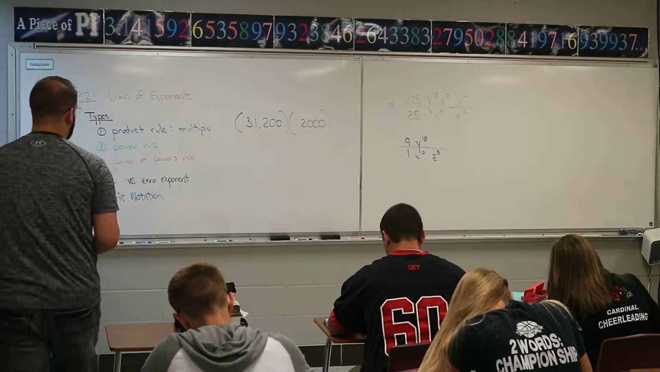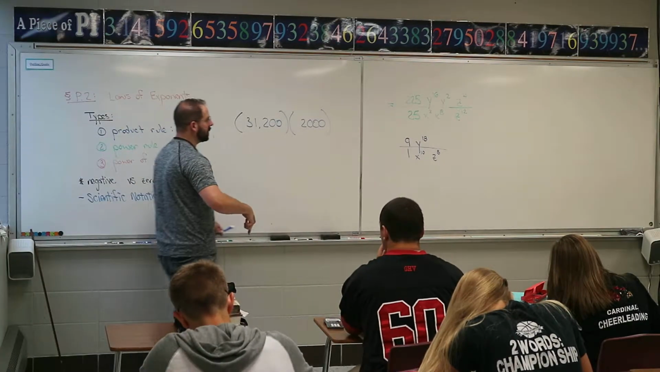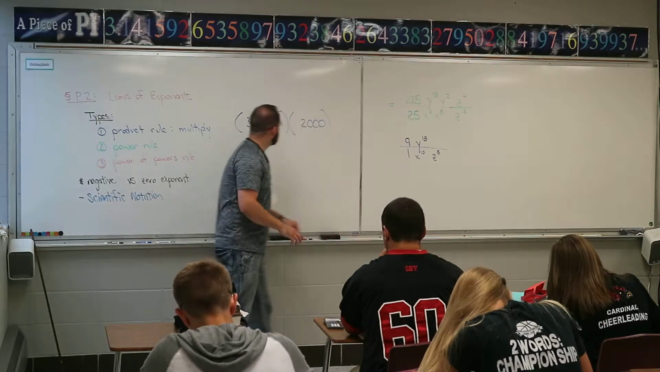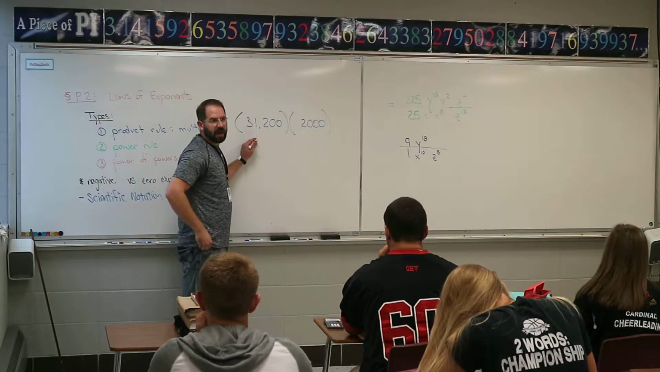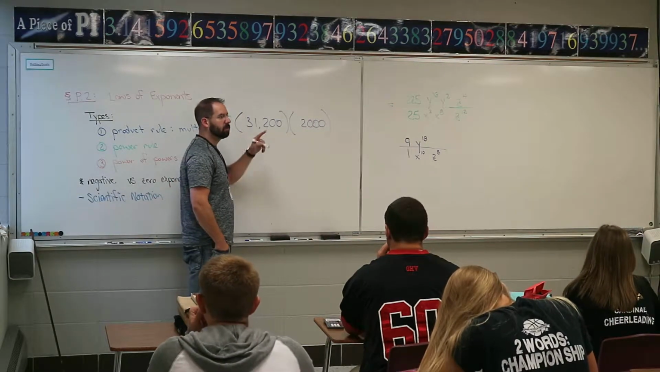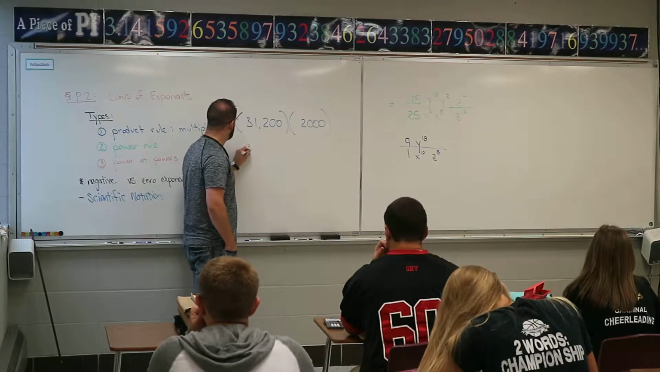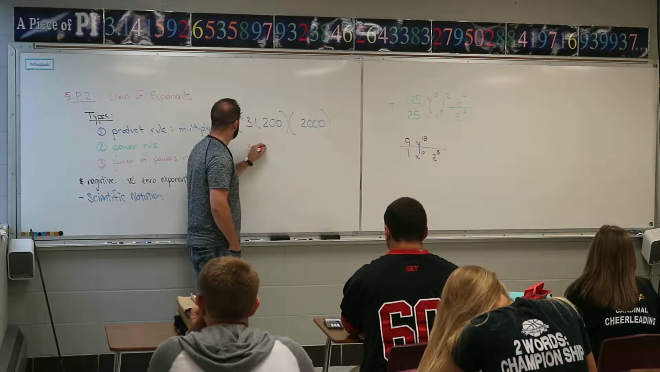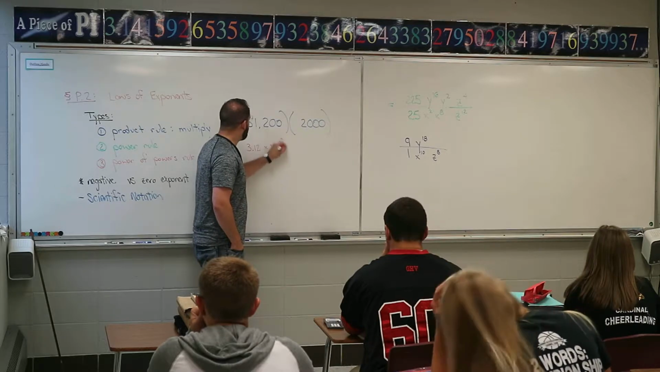Okay, so the first step, we have to get these numbers in scientific notation in the first place. So can somebody convert the 31,000 into scientific notation, please? 3.12 times 10 to the 4th power. Oh, boom, there you go. Okay, I like the way that you did it.